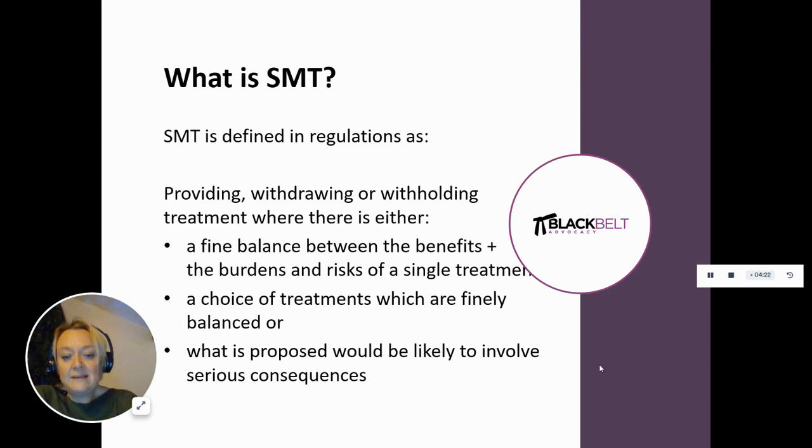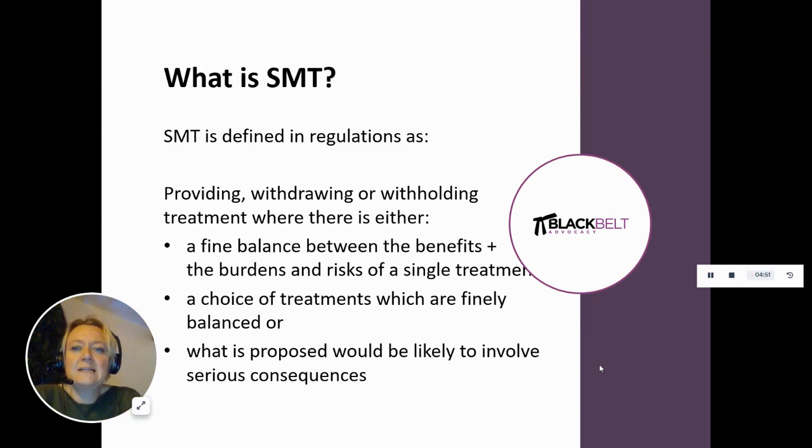Then there's a third category, which is simply described as: if the decision being proposed is likely to involve serious consequences, well, then that makes it serious medical treatment. But that's quite a broad statement, isn't it? Serious consequences. What might be serious for me might not be serious for you. So it's thinking about what's the likely impact of this proposed treatment for this person.